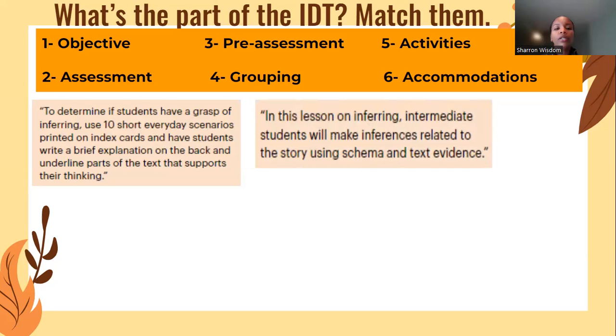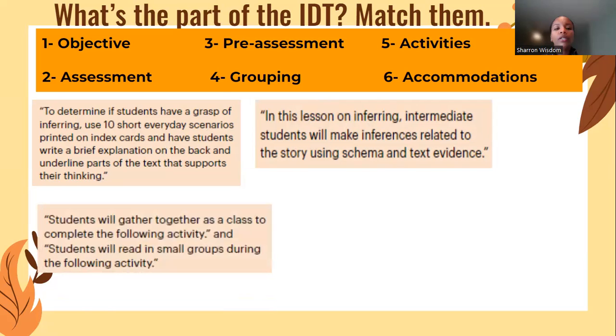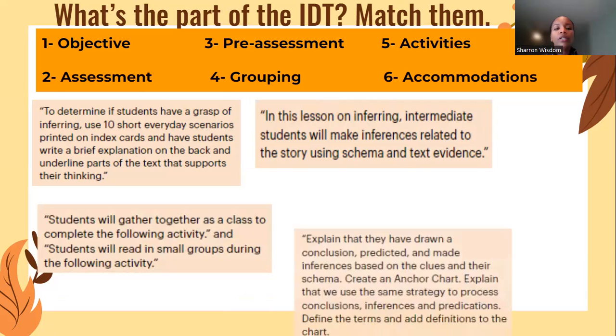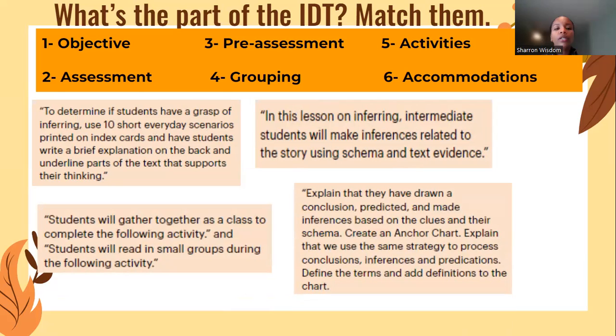In this lesson on inferring, intermediate students will make inferences related to the story using schema and text evidence. Students will gather together as a class to complete the following activity. And students will read in small groups during the following activity. And the last one is: explain that they have drawn a conclusion, predicted, and made inferences based on their clues and their schema. Create an anchor chart. Explain that we use the same strategy to process conclusions, inferences, and predictions. Define terms and add definitions to the chart.